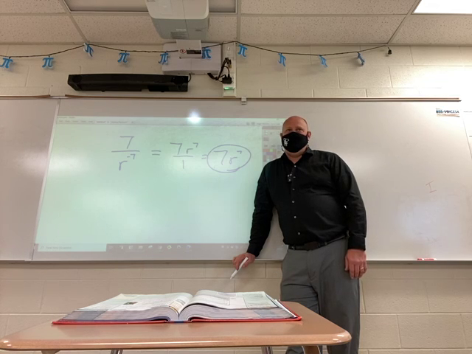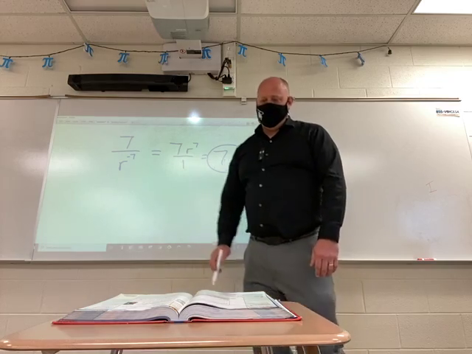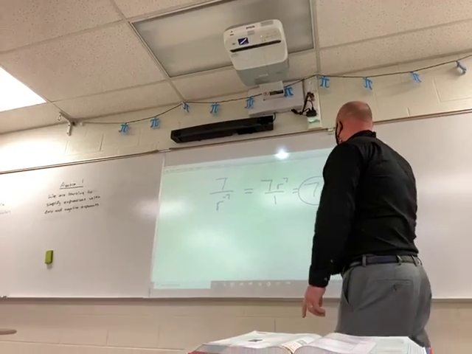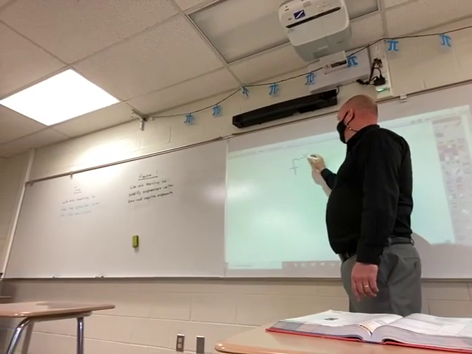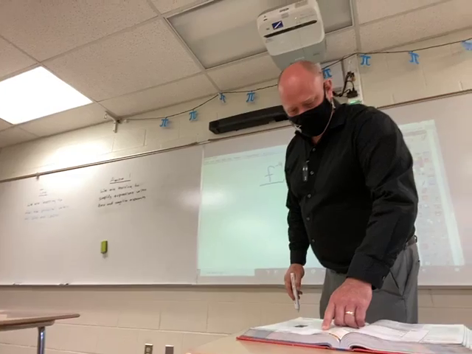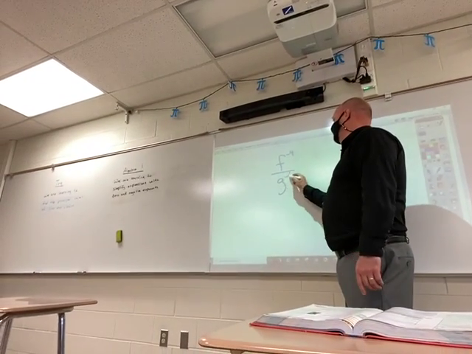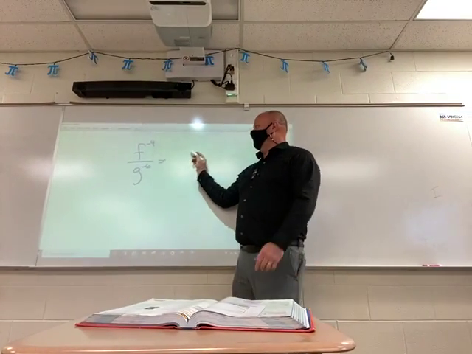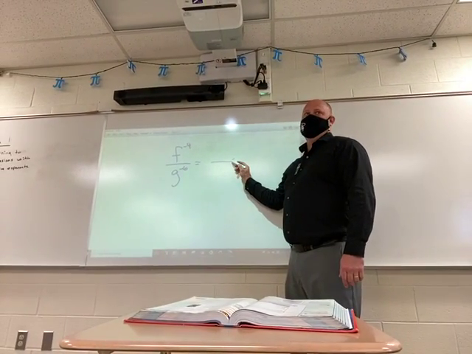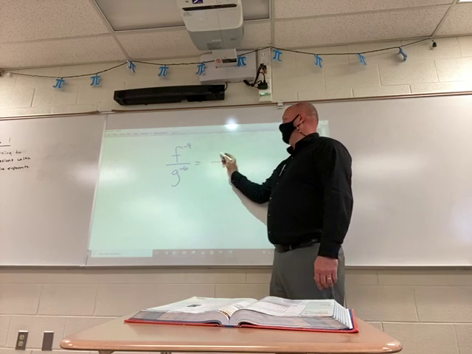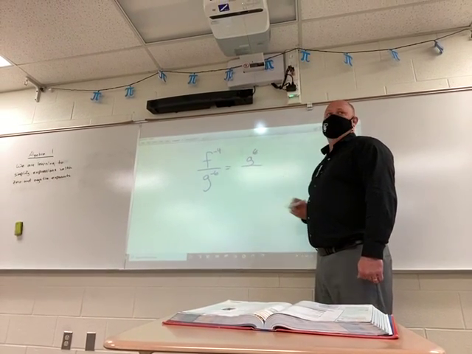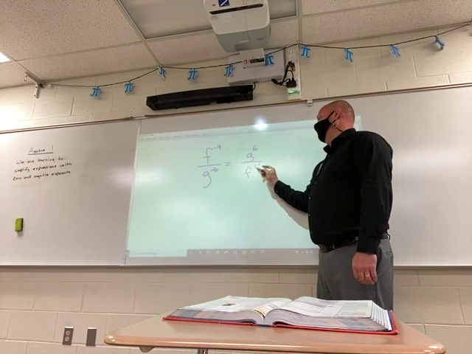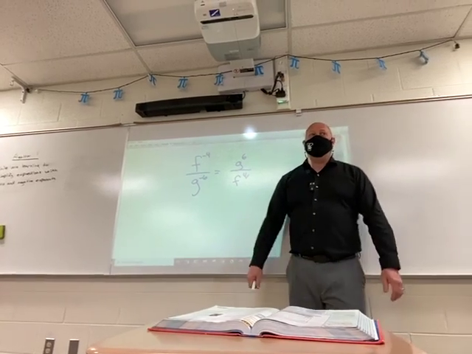So far, so good? How about 21? That says f to the negative fourth over g to the negative sixth. What do you do with negative exponents? Flip them. So what goes to what's on top now? The g's go to the top, so it becomes g to the positive sixth. What's in my bottom? What's in the denominator? F to the fourth.